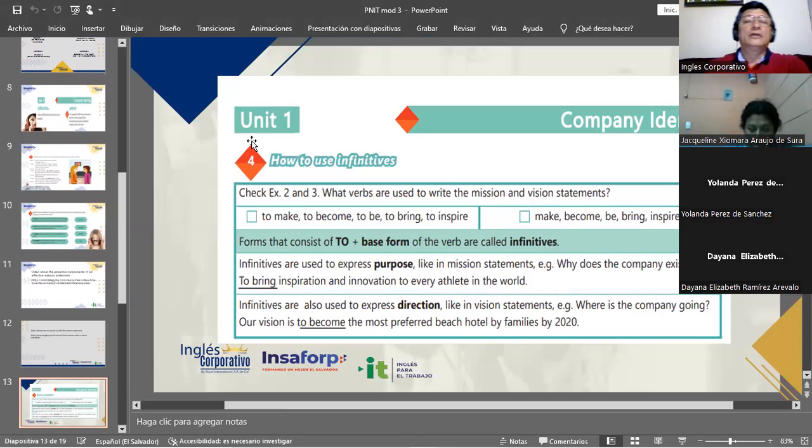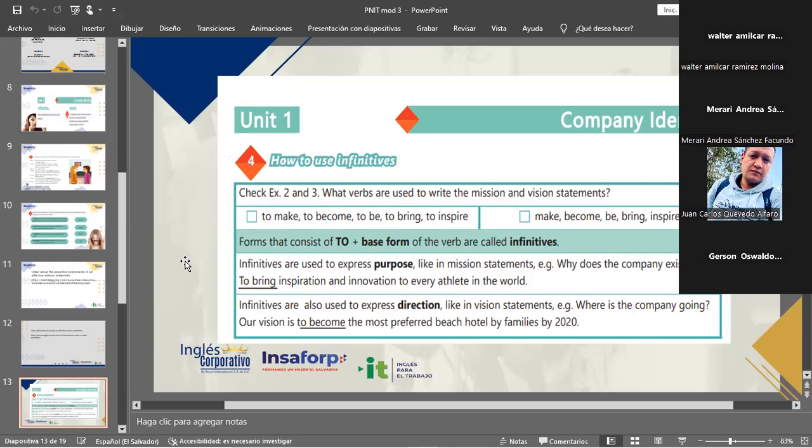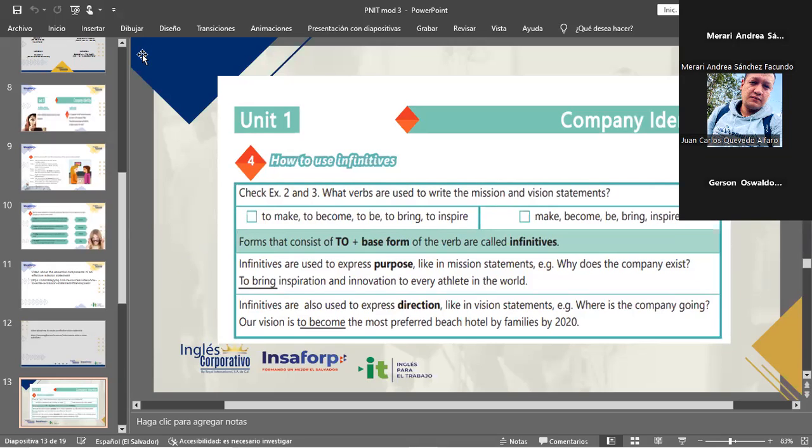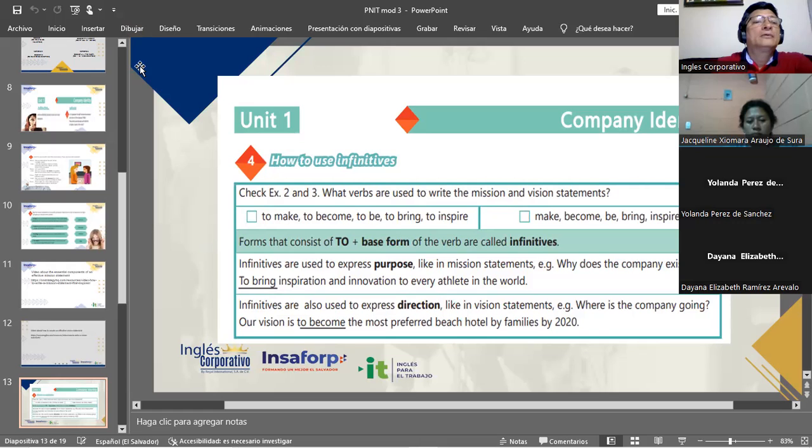Okay, let's start. This was the last activity. Let me check who's in class. I have only 11 students right now. We have Gerson, Juan Carlos, Merari, Walter. 12. Jenny is here now. Francisco, Sergio, Jacqueline, Yolanda, and Diana.